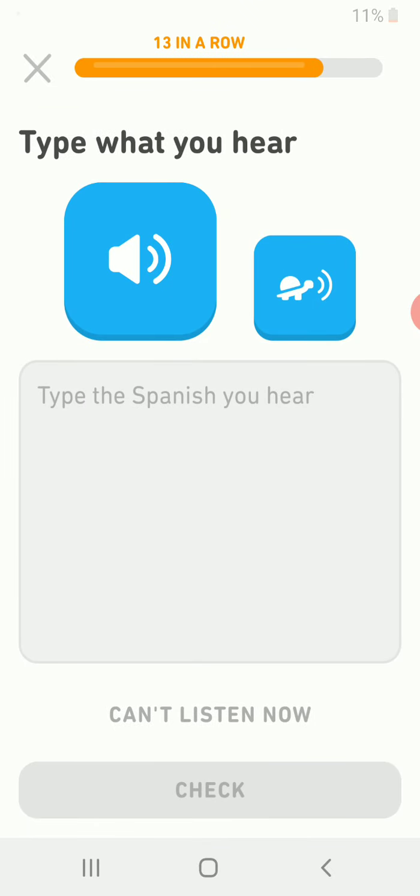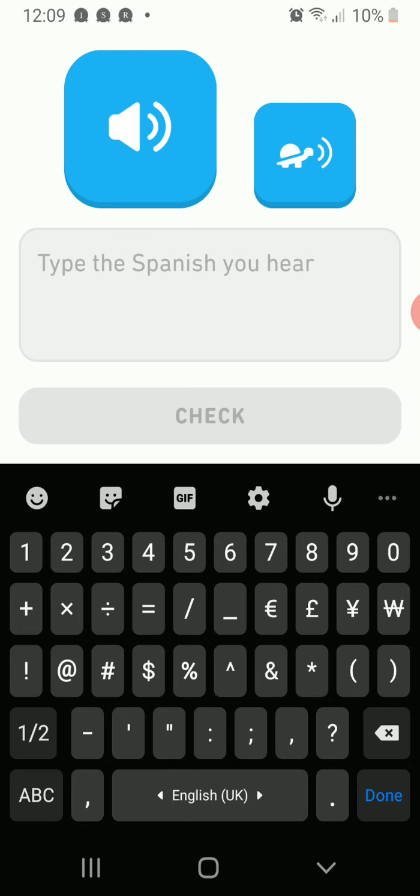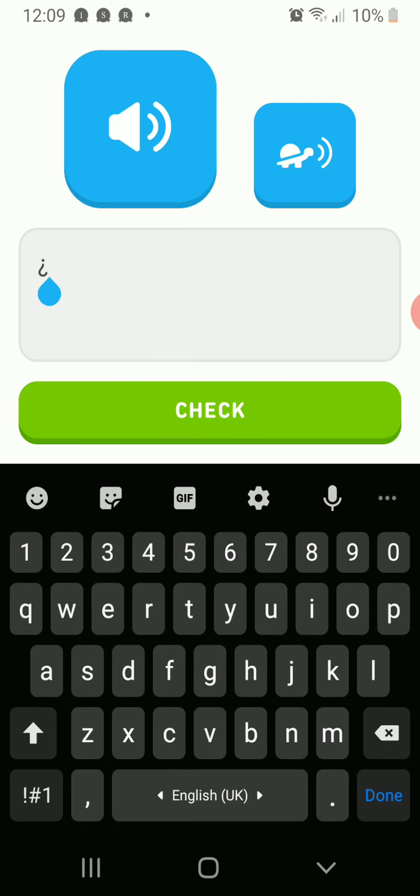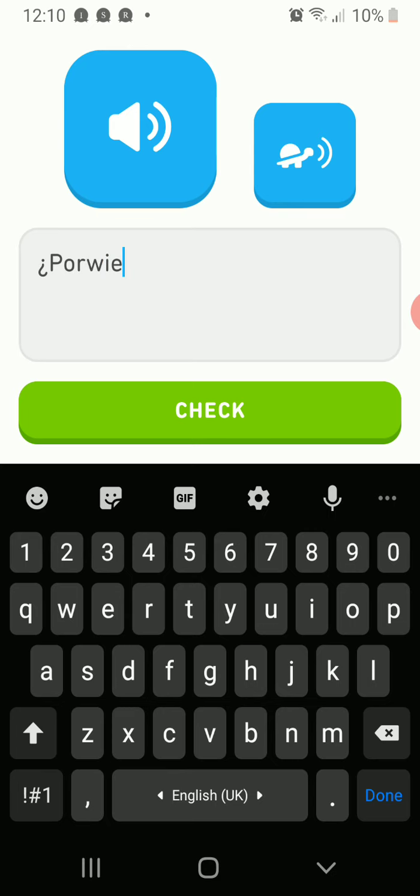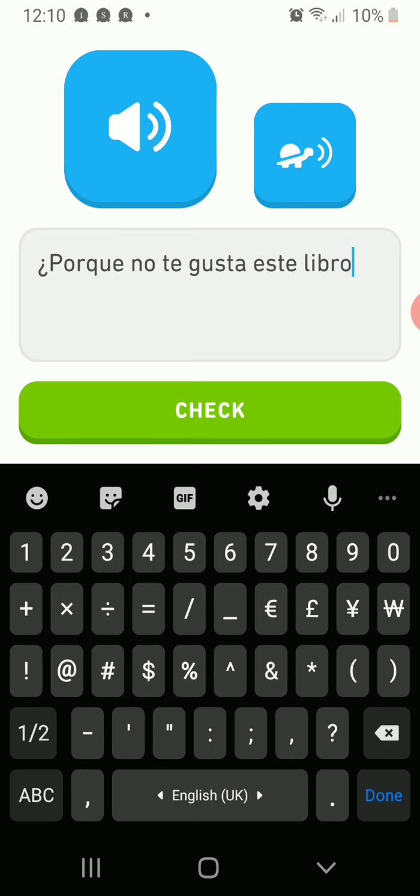¿Por qué no te gusta este libro? This is the question. So what does that mean? That we have to look for the reverse, the inverted, sorry. ¿Por qué? ¿Por qué no te gusta este libro? No te gusta. It's not no te gusta. ¿Por qué no te gusta este libro? Yes.